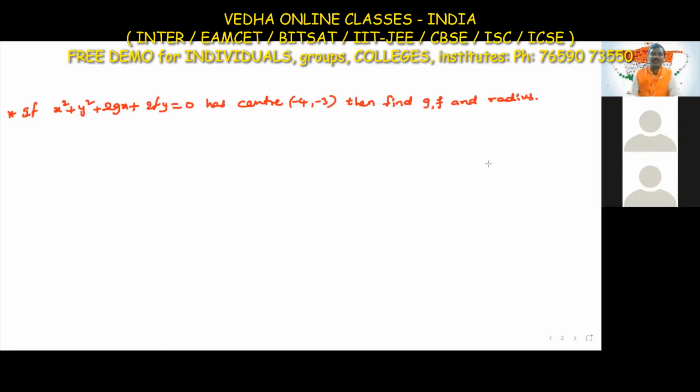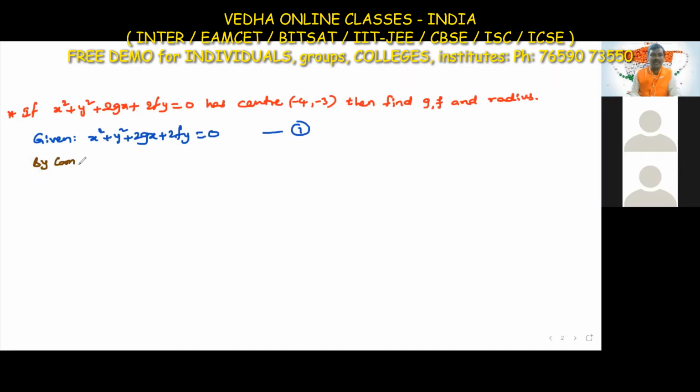So here, what is given? First we take the given equation: x square plus y square plus 2gx plus 2fy, c is not there, the constant is not there, equal to 0. Taking this as equation number 1, by comparing with the general equation.